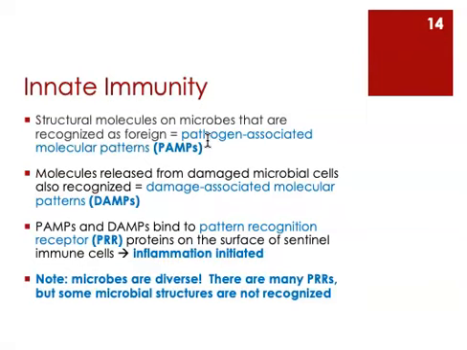Now, there's another category of thing that gets recognized by our innate immune system, and that category is referred to as DAMPs. DAMPs refers to damage-associated molecular patterns, and DAMPs are actually molecules, chemicals, that get released from these pathogenic microbes as the cells become damaged and die off during the immune response.